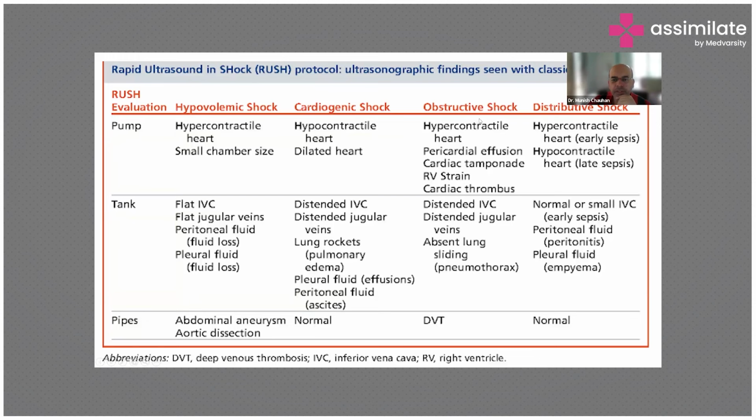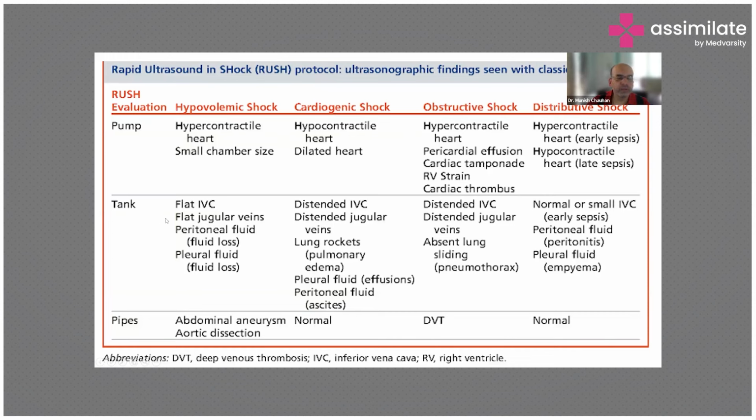Okay. If it's obstructive, you will see that though it's hypercontractile, the right side will be strained. You might see a thrombus, okay, or effusion at the pericardial region. And typically distributive shock is a high output state where you'll see that in the early phase, especially, the heart is working overtime. Later on, if myocarditis is there, then it will settle down and go to a hypo state.